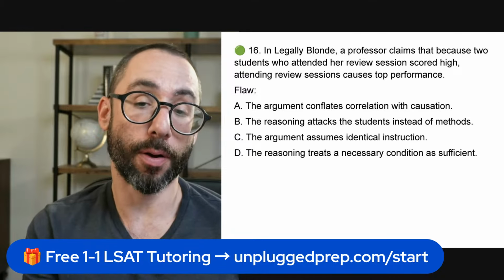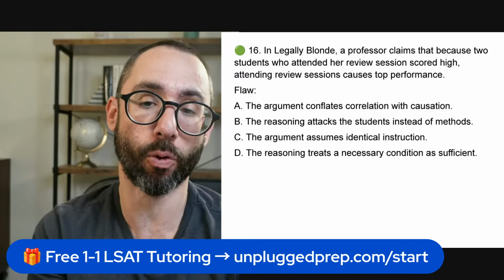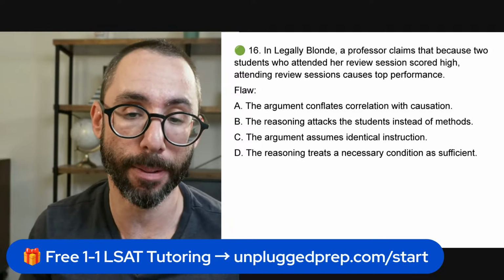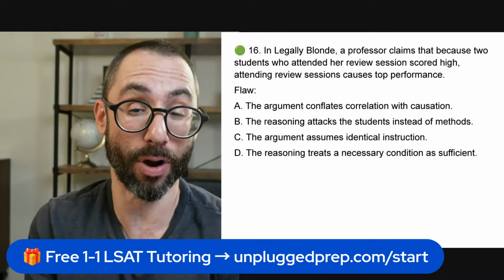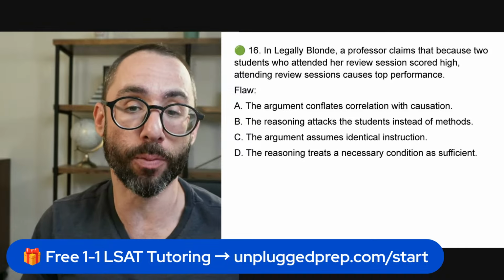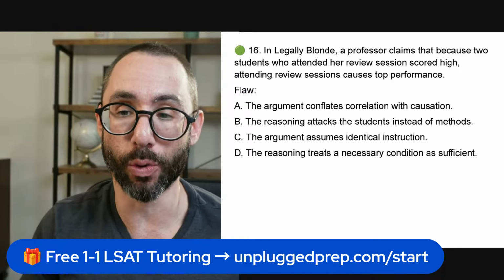So this is another version of a post hoc fallacy, assuming that because one thing came before the other thing, therefore the first thing caused the second thing. Post hoc ergo propter hoc is the formal term for this fallacy. It is a specific form of a correlation causation flaw. And that's exactly what choice A says.